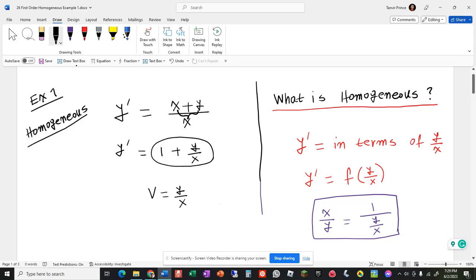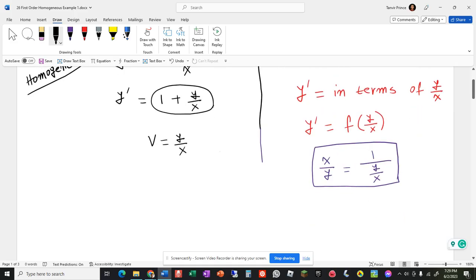One thing to remember: before you take the derivative of both sides, you need to cross multiply. Because as it is y over x, you need to use the quotient rule to take the derivative, and the quotient rule is quite difficult. It makes things complicated. So let's cross multiply. If you cross multiply, you get y equal to vx. That's very important. For homogeneous, you always cross multiply before taking the derivative.